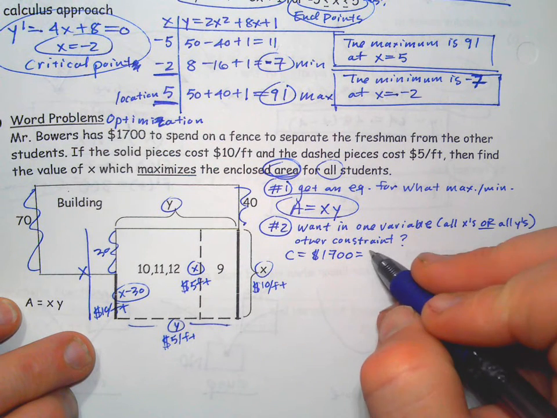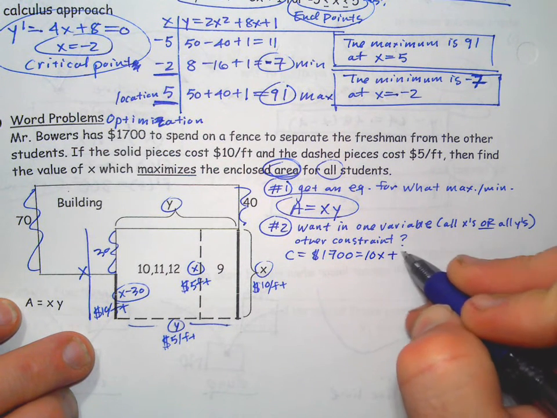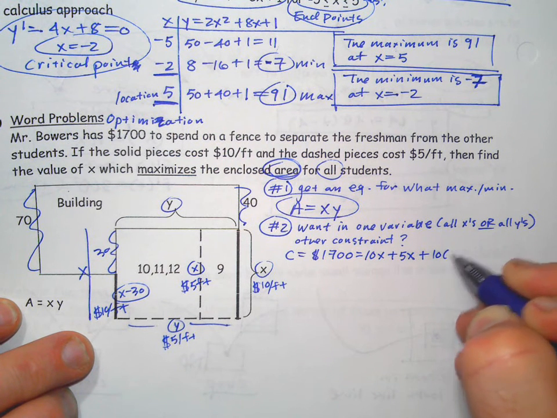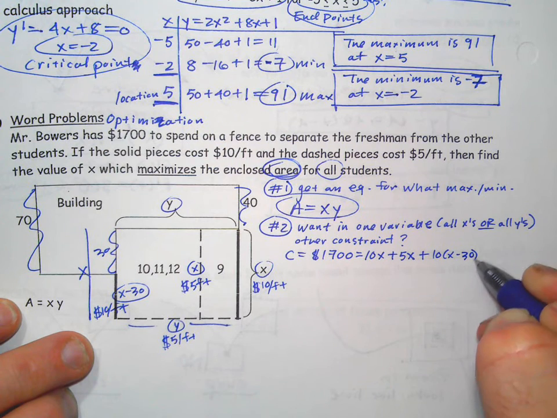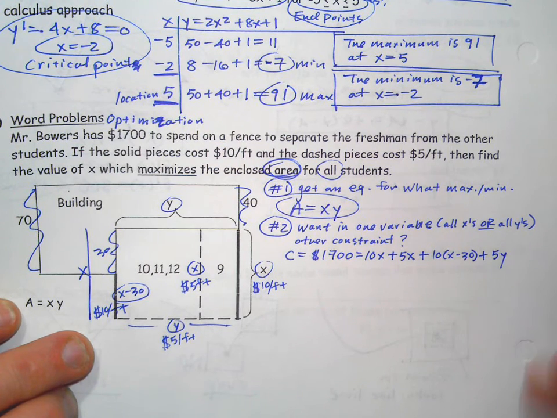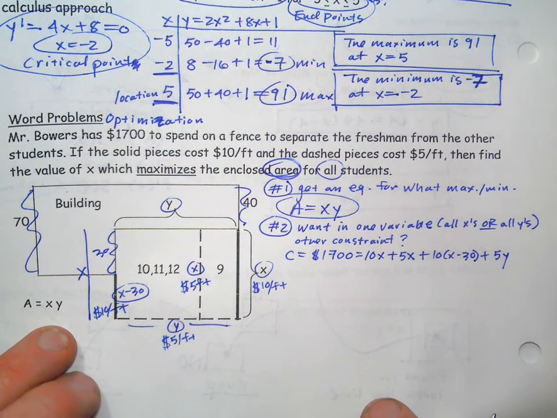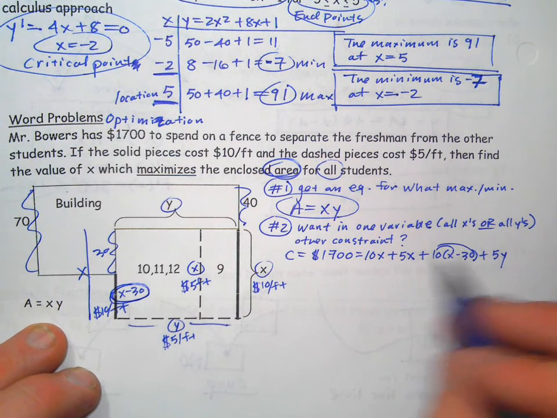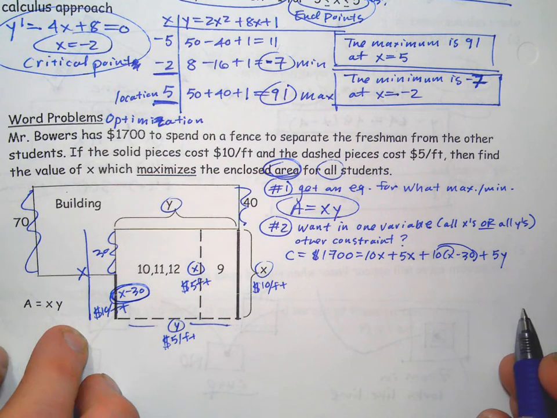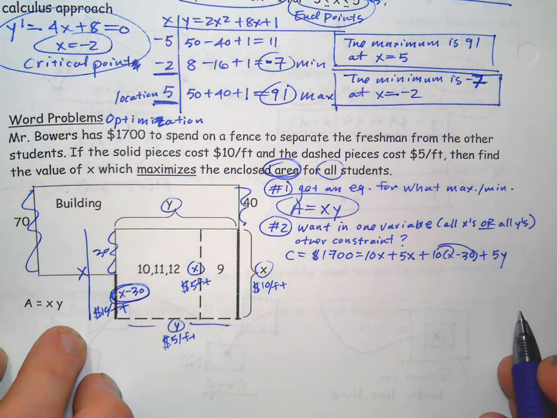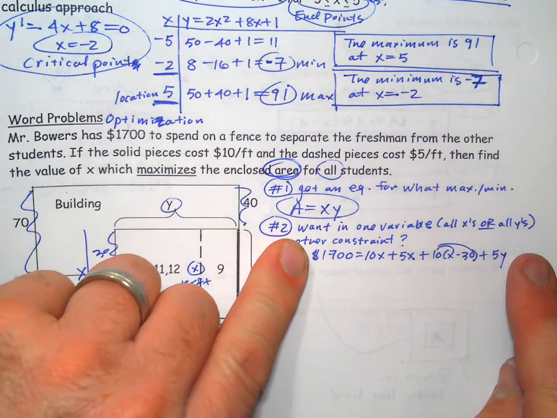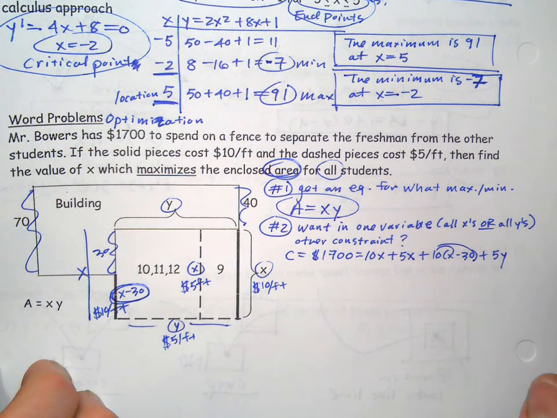So we're going to get 10x plus 5x plus 10 times parentheses x minus 30 plus 5y. That should add up to 1,700. And be careful of these parentheses. You got it. First, that's x minus 30, and it all gets multiplied by the 10. Not just the x, but also the minus 30. So now we have a new relationship between x and y. So this is like a system of equations. So we're going to solve for x or y. It's up to you.